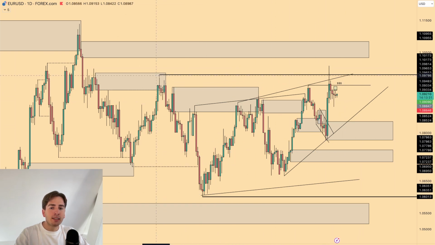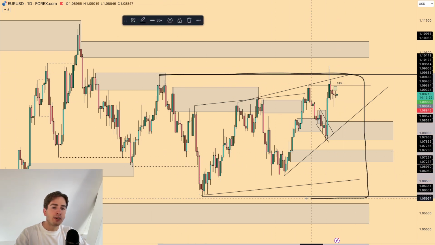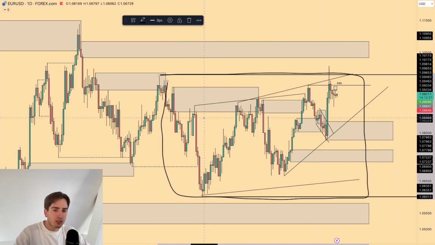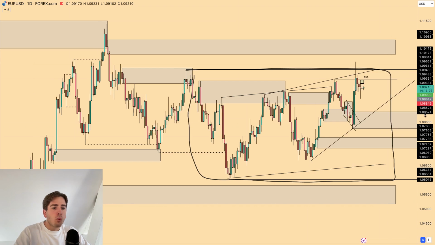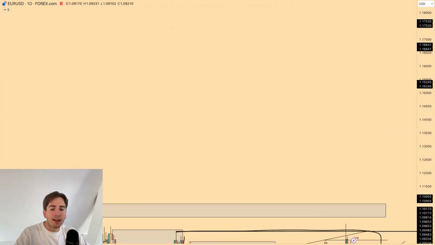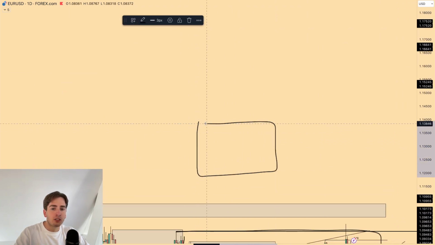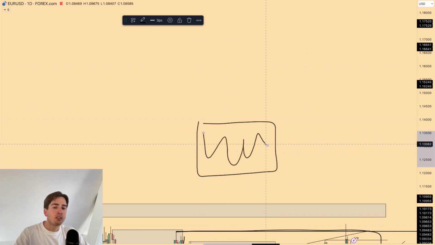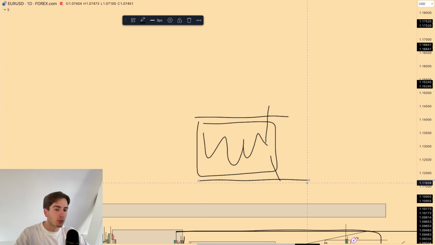Now Euro USD this year has pretty much evolved into an area of consolidation. I would say we're kind of stuck inside of this box, guys. And what happens very often when we have an area of consolidation inside a box? What you'll see is that we sweep the high and we sweep the low, because stops are above the range and stops are below the range.